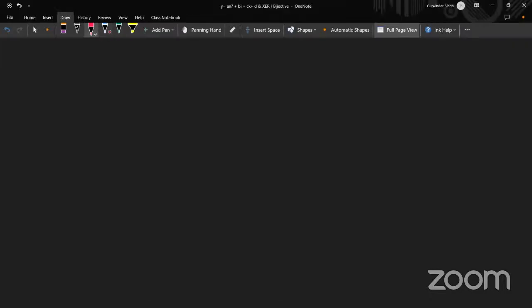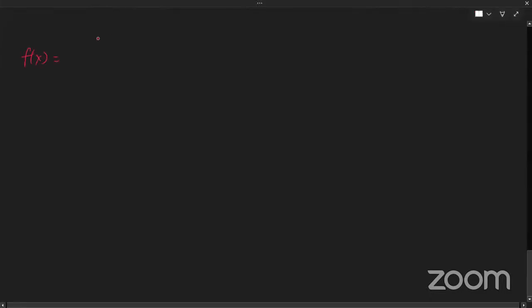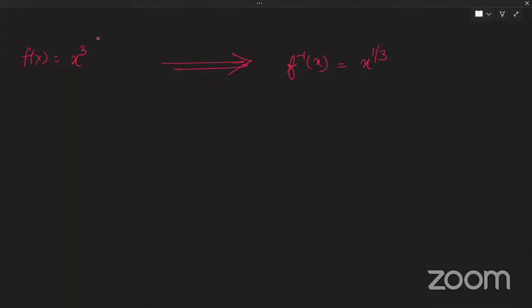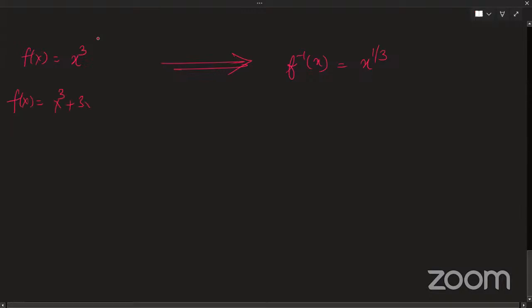See, I have a function f of x, let me take x cube. So I can say that my f inverse of x is equal to x power 1 by 3. Like you can prove it also, using the method that I had taught you yesterday. But many a times what happens is my function becomes very, very complex. Something like this.